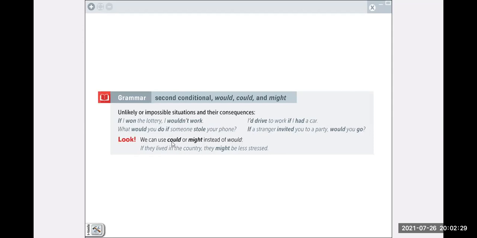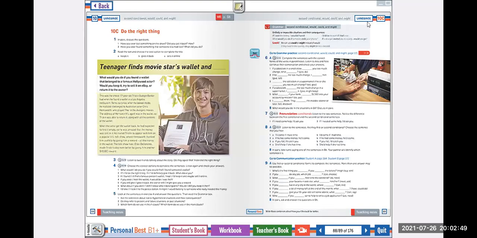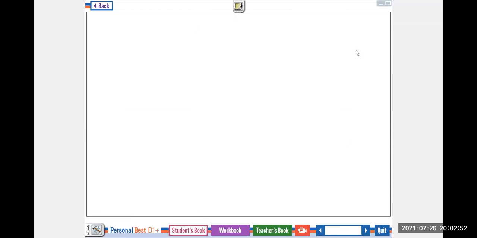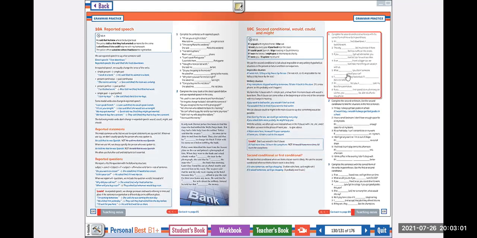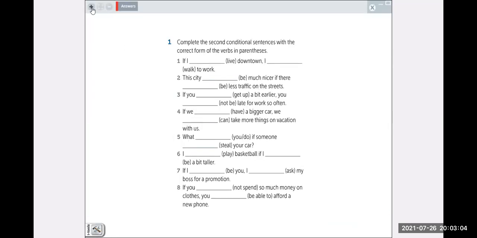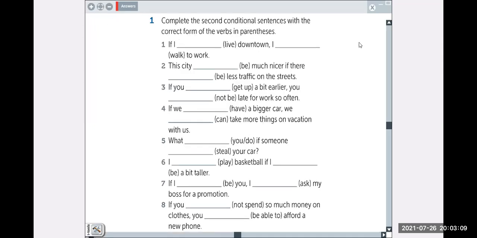Okay, so it says we can use could or might instead of would. For example, if they lived in the country, they might be less stressed. So we can replace it without any important change in the meaning. Okay, let's go to do the exercises here on page 131. Here we have the whole explanation if you want to check while doing the exercises. So let's do number 1. Complete the second conditional sentences with the correct form of the verb in the parentheses.